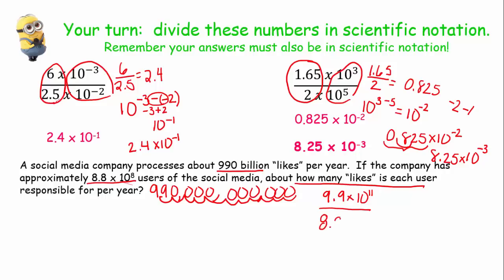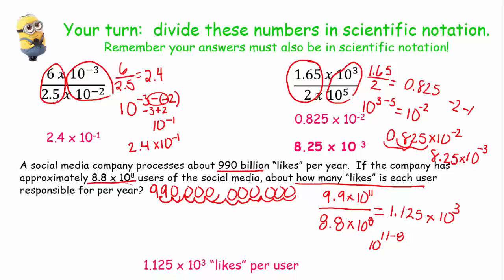So 8.8 times 10 to the 8th is going to go underneath. We divide 9.9 divided by 8.8. That gives us 1.125. Then off to the side, 11 minus 8. So this is 10 to the 11 minus 8, which is 10 to the third power, because 11 minus 8 is 3. So remember, we're using those rules for exponents when we have like bases. Let's check it out. Yes, we have 1.125 times 10 to the 3 likes per user.